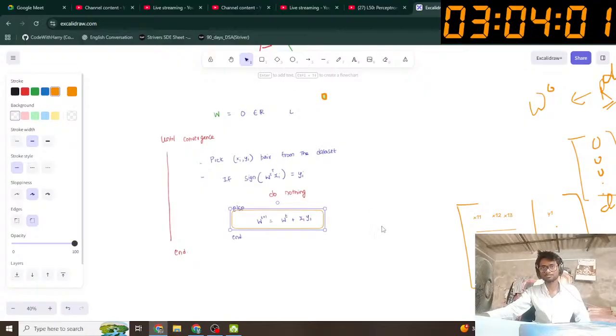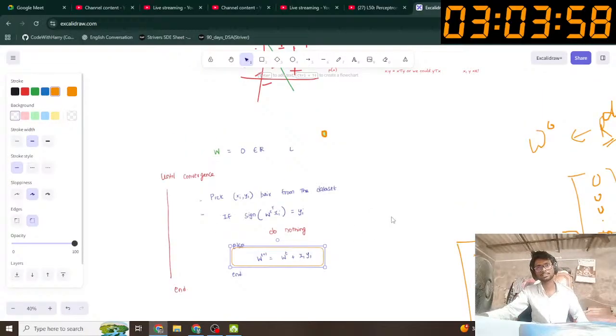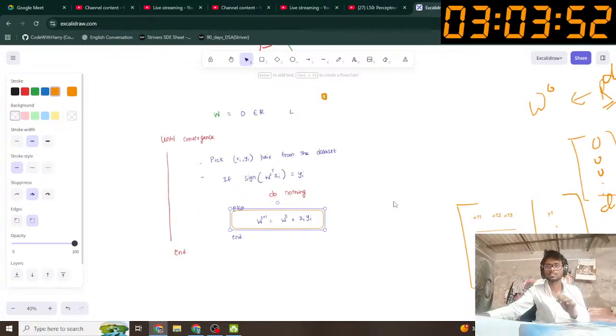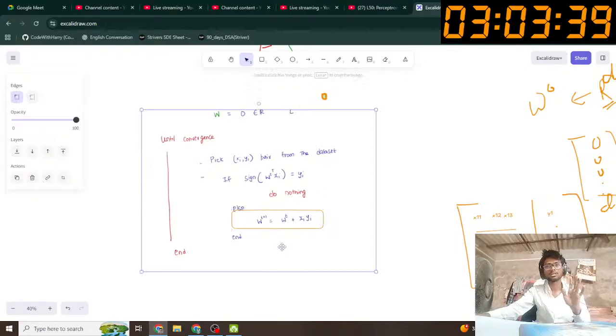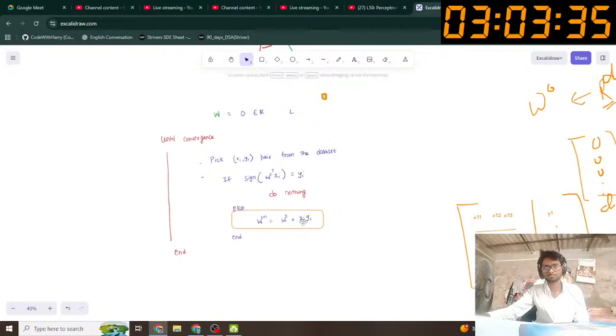This is, you could say, the heart of the algorithm. The idea is very simple. Whenever this expression is not equal to yi, that is, our model is making a mistake, we will update the parameter w. How we are going to update this parameter is, we are going to take the xi and multiply it with this yi.